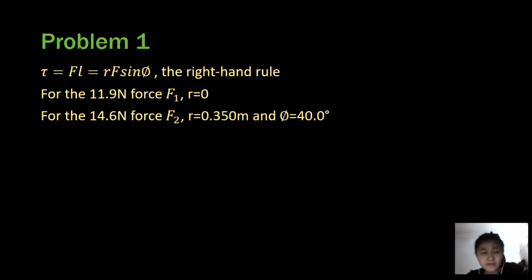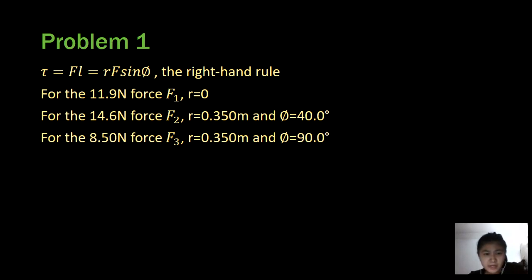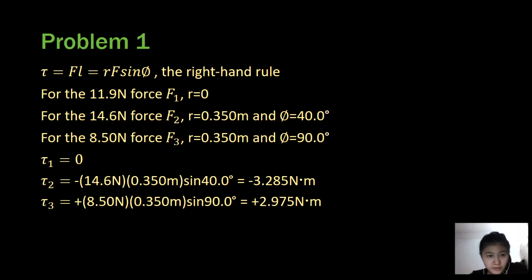The other one is the second force, 14.6 newtons. Its radius is 0.350 meters, and its phi, or angle, is 40 degrees. For the last force, 8.50 newtons, its radius is 0.350 meters, the same as the second force, and its phi is 90 degrees because the force is perpendicular to the radius of the circle. So the torque of the first force is 0, because its radius is 0. If you input 0 times the force, 11.9 newtons, times sine phi, you'll get a value of 0.